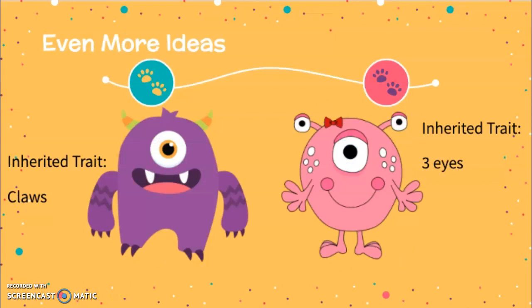Here are 2 last examples. This purple monster over here has claws. These claws he got from its parents, which means that his parents, his mom or his dad, has the same claws. And this monster over here has 1, 2, 3 eyes. That means its parents has 3 eyes. These are some examples of some inherited traits that you could use on your monster. Remember, your job is just to think of 3 traits that you want your baby to get from its parent monster.